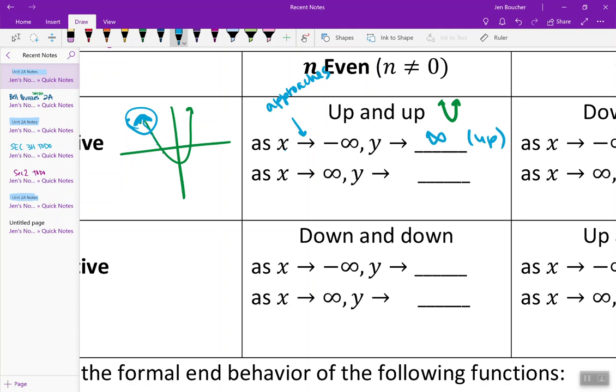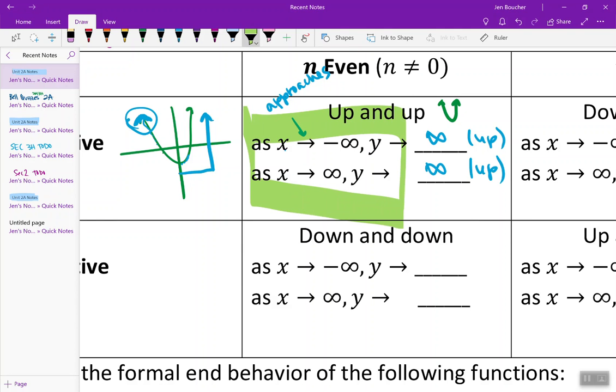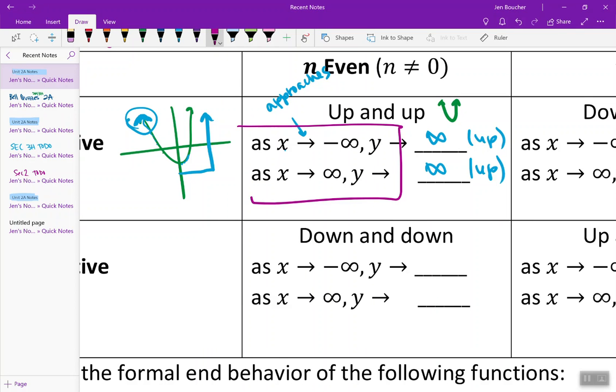So anytime it's an up, it's with positive infinity. As x approaches positive infinity, so as x is going this way, what's y doing? Going up again to positive infinity. That's the up part. The thing that's kind of nice about this is this entire section is the same for all four cases. You just need to match the ups with the infinities and the downs with the negative infinity.